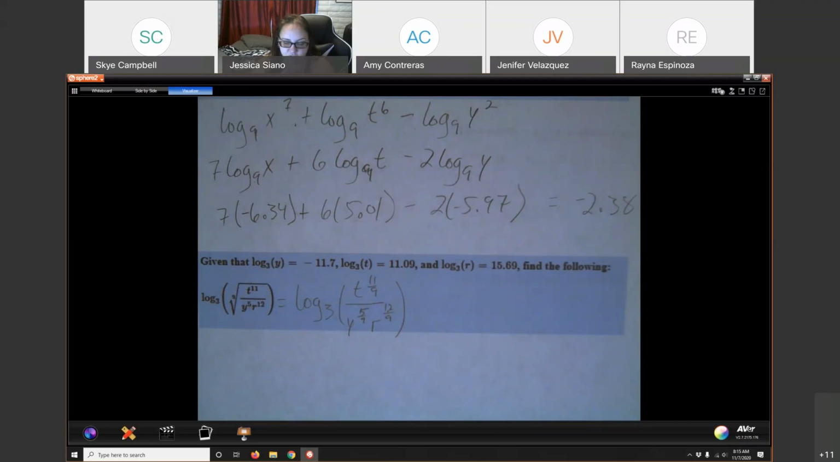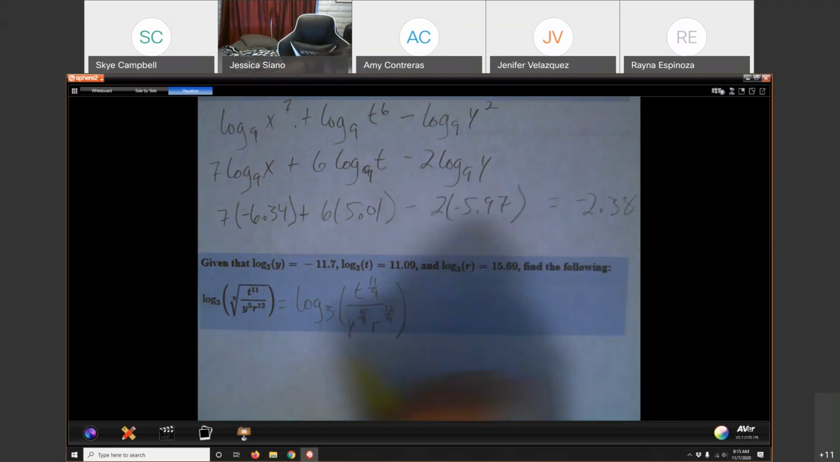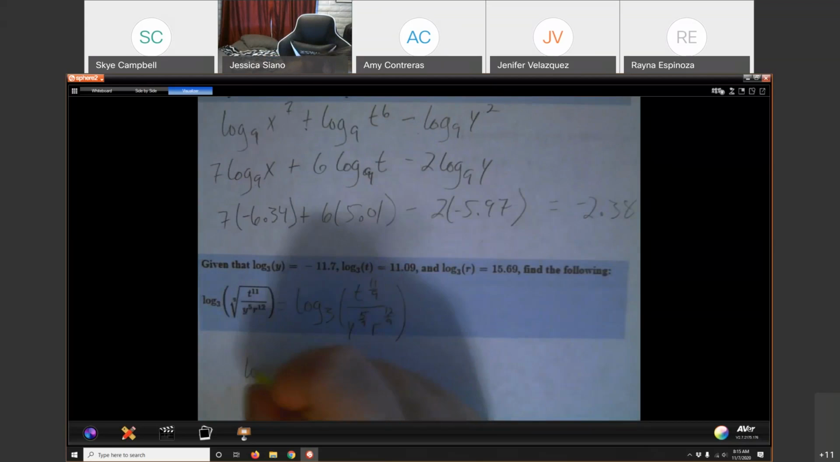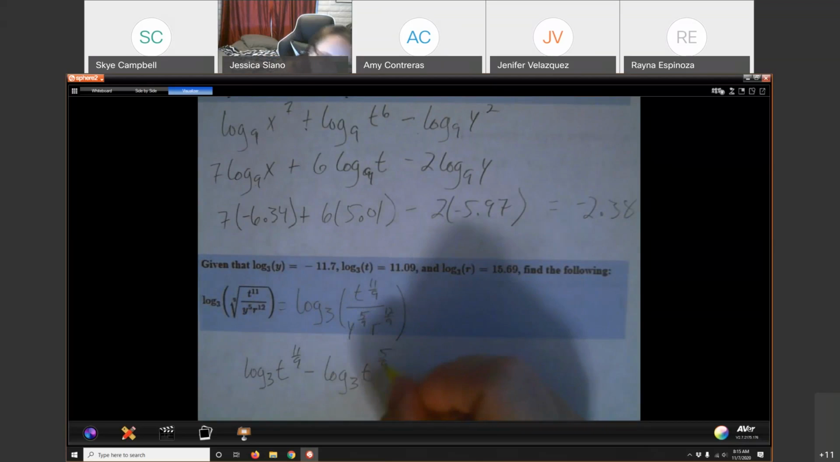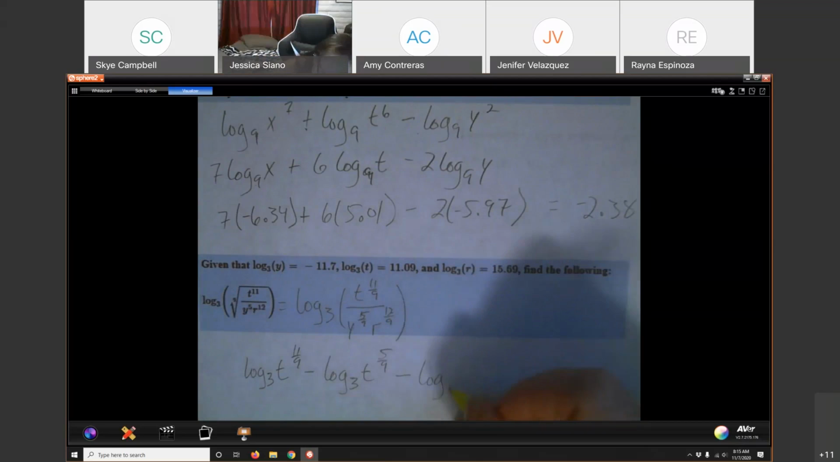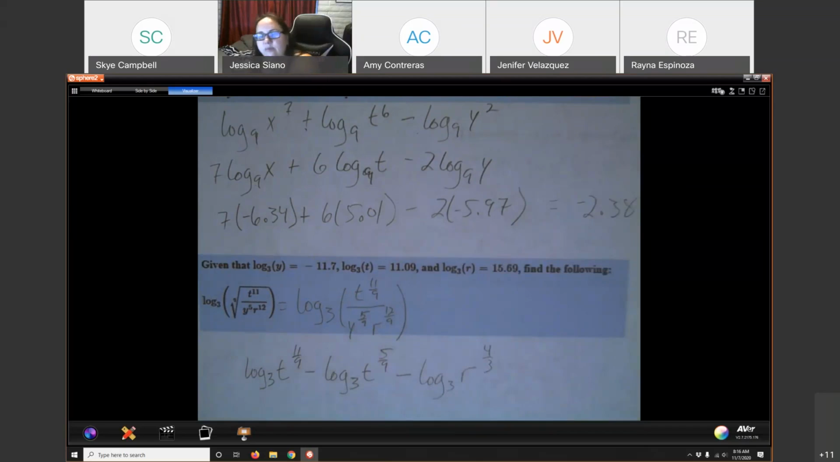Okay, so now I'm going to expand. This would be log base 3 of t to the 11/9 minus log base 3 of t to the 5/9, and then also minus log base 3 of r to the, I'm not going to write 12/9, 4/3. Because 12/9 reduces to 4/3, right? Listen, if you would have left it at 12/9, nothing would have happened to you. You wouldn't have died, I promise. I just didn't want to.